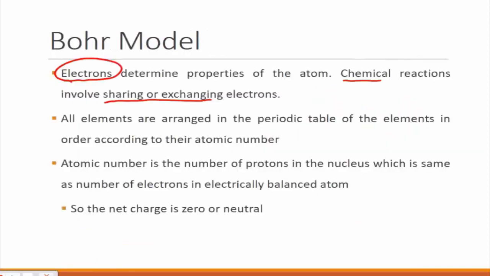So all these are arranged in the periodic table according to their atomic number. So those numbers you are actually seeing are known as atomic numbers. So atomic number is the number of protons in the nucleus, with the same number of electrons in an electrically balanced atom. So we can also say a balanced condition means the atom is neutral.